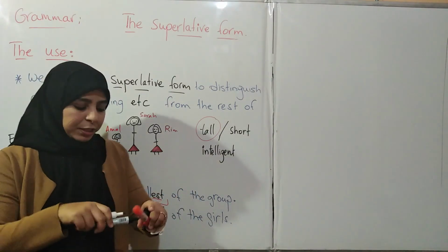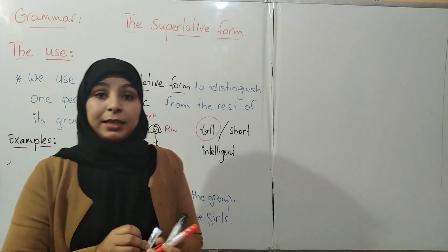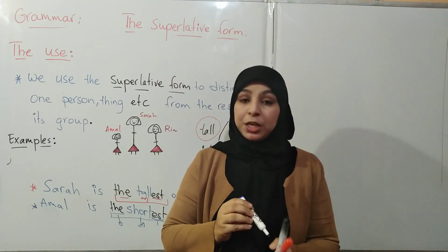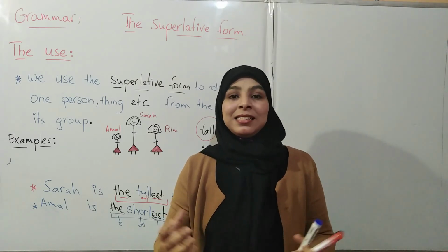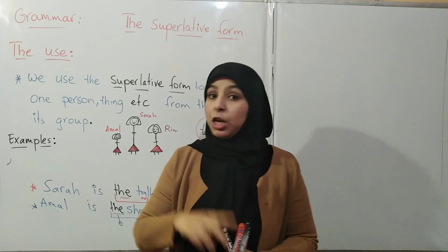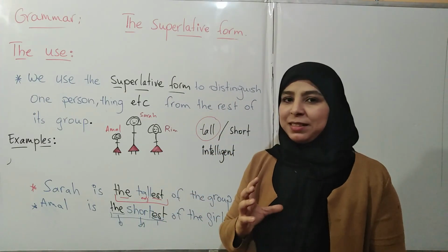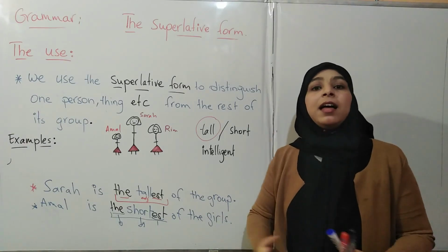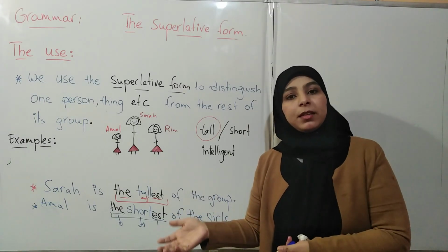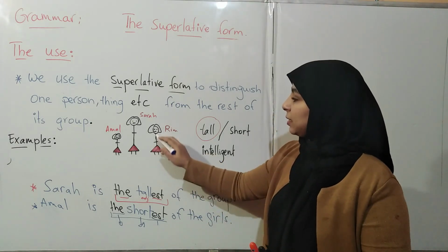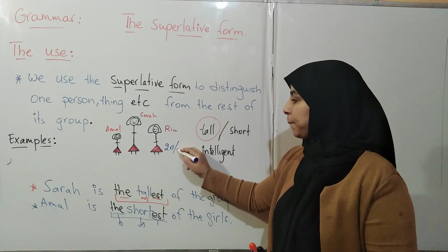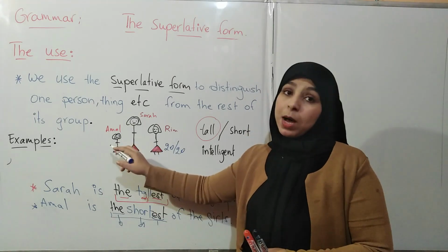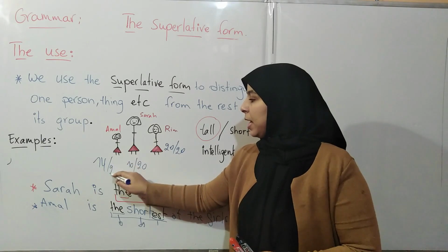Now we have another adjective which is intelligent. Intelligent, it means smart, clever, right? You know, Albert Einstein is very clever. Good. The opposite of clever is stupid, right? Good. So let's suppose that these three students have passed an exam in maths, all right? Reem got 20 out of 20. Sarah, 10 out of 20. While Amal got 14 out of 20.